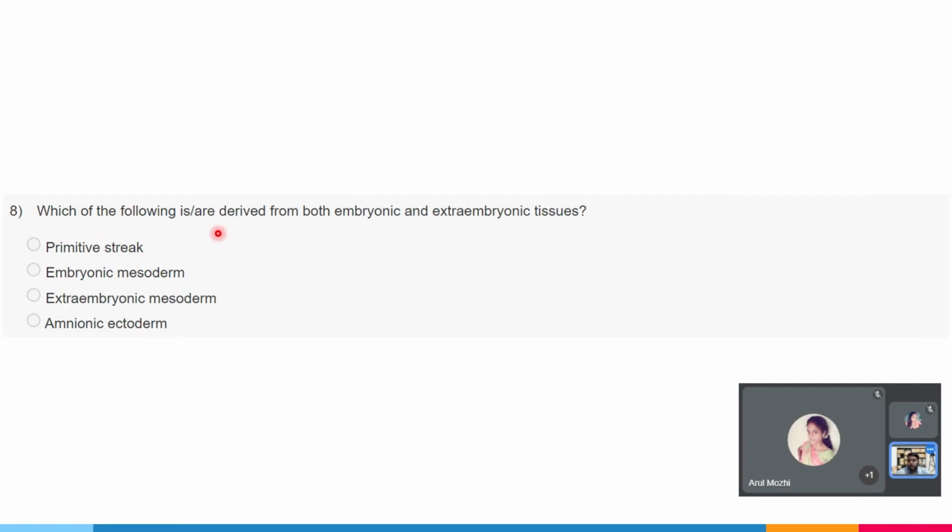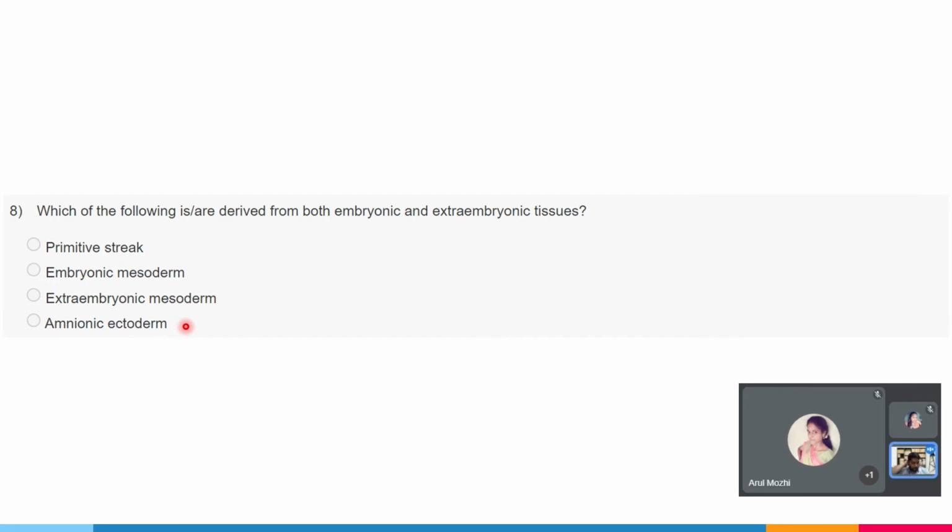Which of the following is or are derived from both embryonic and extra-embryonic tissues? During development, there is a particular part of the embryo that will give rise directly to the embryo, and there are parts that will give rise to extra-embryonic tissues, which include the placenta, the connection between the mother and the developing embryo. The options include the primitive streak, the embryonic mesoderm, the extra-embryonic mesoderm, or the amniotic ectoderm.